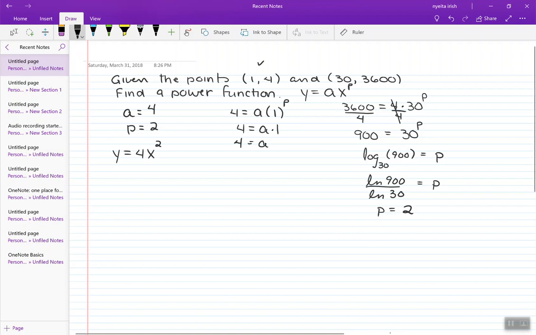As a double check, you can plug in your numbers 1 and 4, and it should equal each other. So as a check, 4 equals 4 times 1 squared. Or you can plug in the number 3600 equals 4 times 30 squared. Left side has to equal right side.